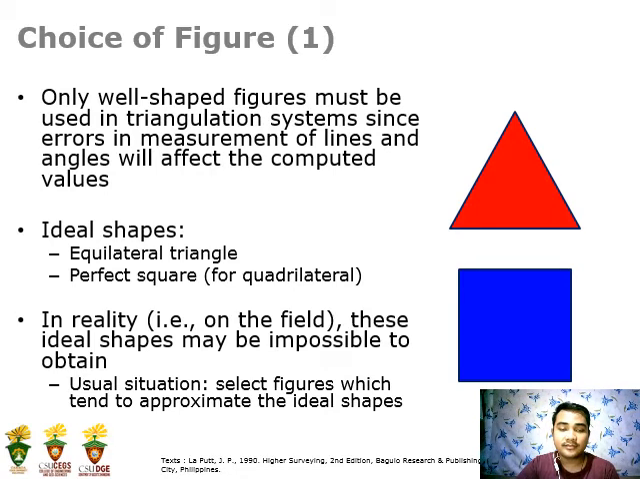And in reality, on the field, as I said earlier, as much as possible it should be close to an equilateral triangle and close to a perfect square. But we all know there is always an error, there is no perfect measurement. In reality, for example in the field, this ideal shape may be impossible to obtain. Select figures which tend to approximate the ideal shapes. So as much as possible it heads toward a perfect triangle or perfect square, but we all know it will not be perfect, though the figure should be close.